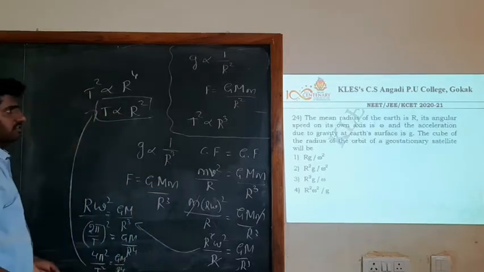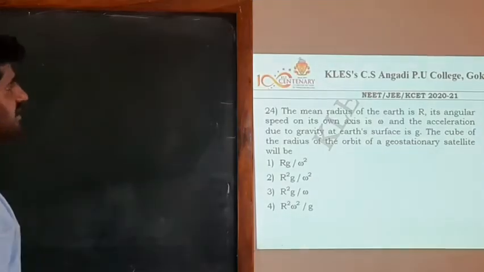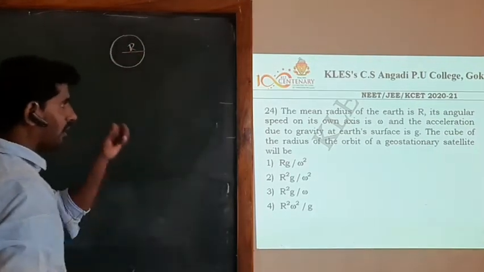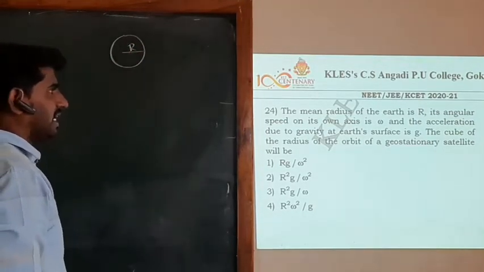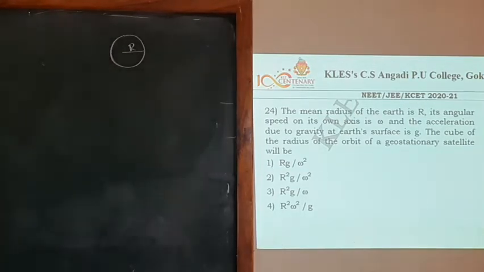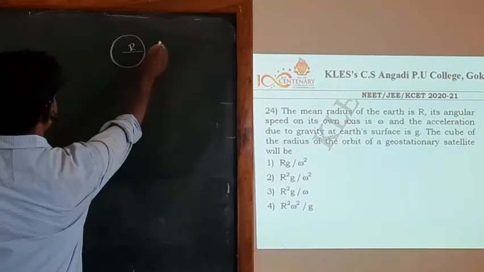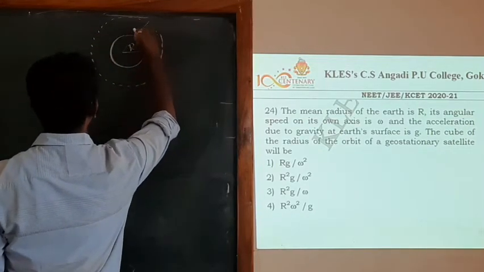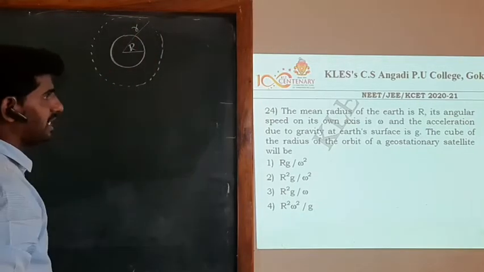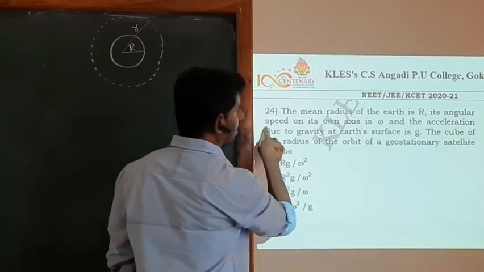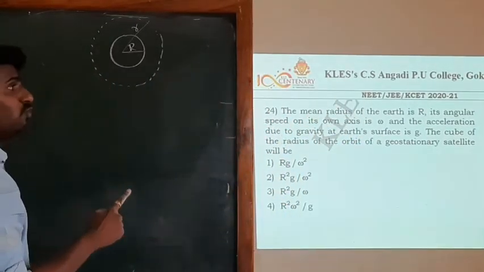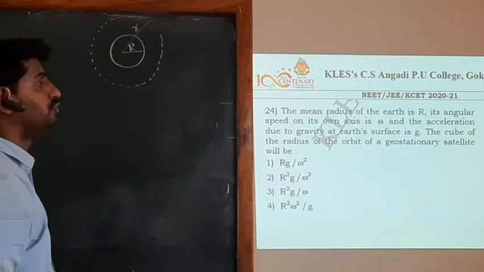Okay, the next question. Question number 24. The mean radius of Earth is r. So this is the Earth and its radius is r. Its angular speed on its own axis is omega, and the acceleration due to gravity on the surface is g. The cube of the radius of the orbit of a geostationary satellite. A satellite is revolving around the Earth, at some distance from the center of the Earth. If Earth is moving with angular speed omega, then the geostationary satellite must also move with angular speed omega. Then only it becomes geostationary.